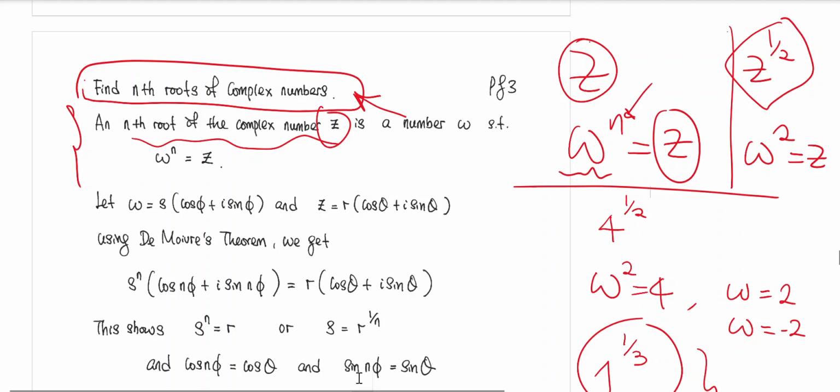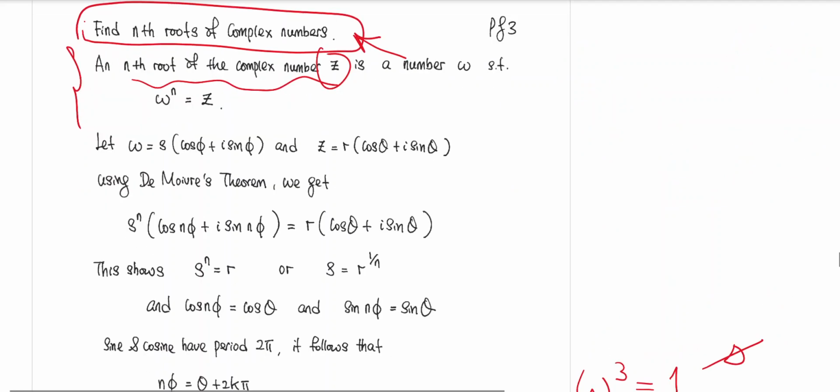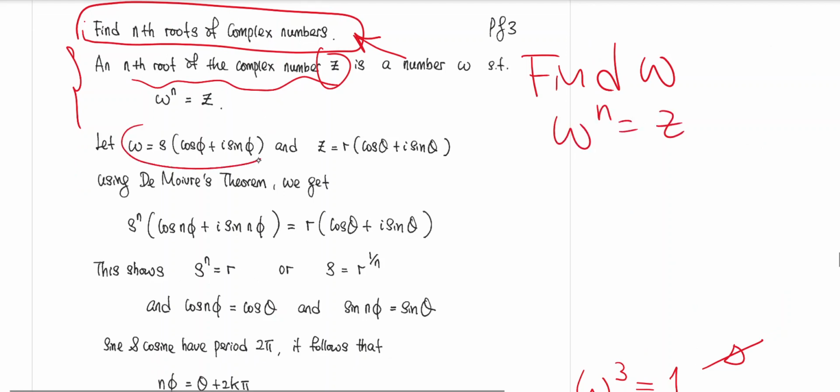All right, so let's look at how this is done, and that is almost the end of this section. Because of these definitions, we want to find w such that w^n is equal to z. Suppose we let w be a complex number which has modulus s and argument phi. So you have w equals s times (cosine phi plus i sine phi). And then z has modulus r and argument theta.